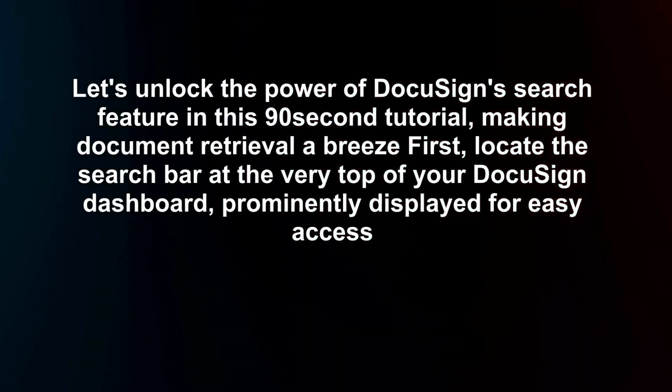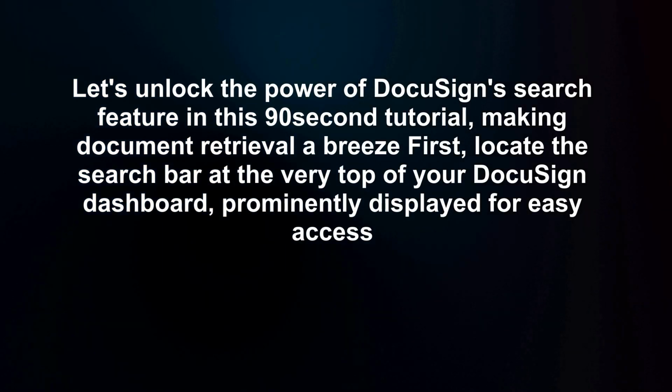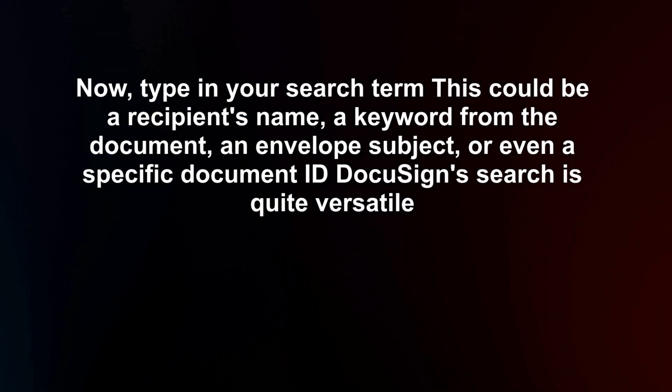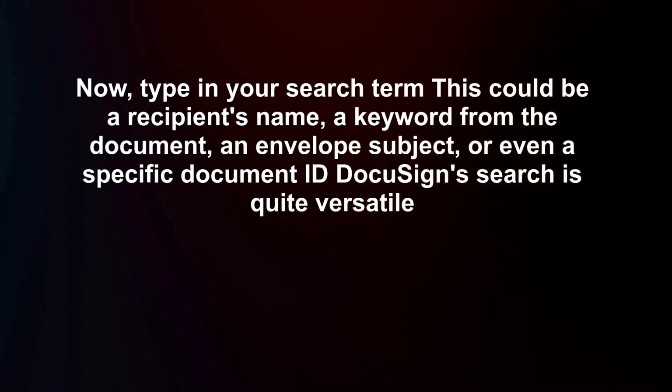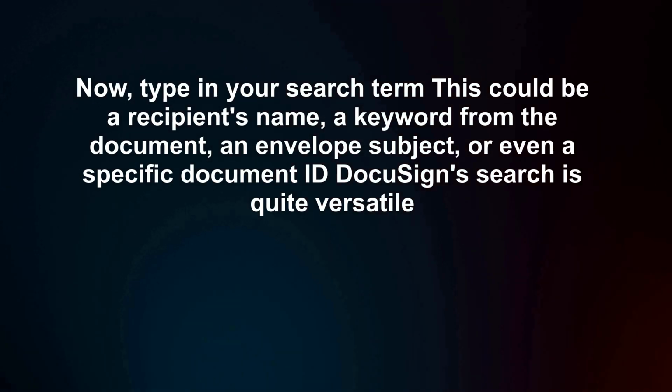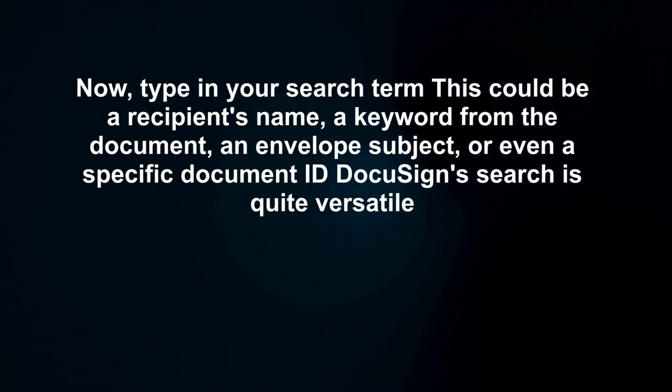First, locate the search bar at the very top of your Docusign dashboard, prominently displayed for easy access. Now, type in your search term. This could be a recipient's name, a keyword from the document, an envelope subject, or even a specific document ID. Docusign search is quite versatile.